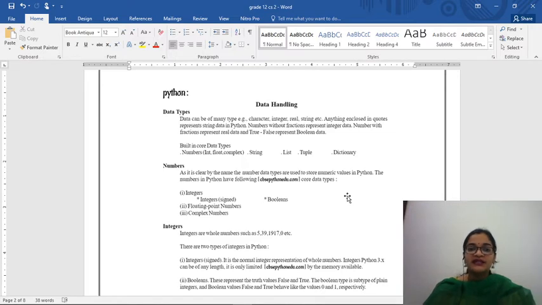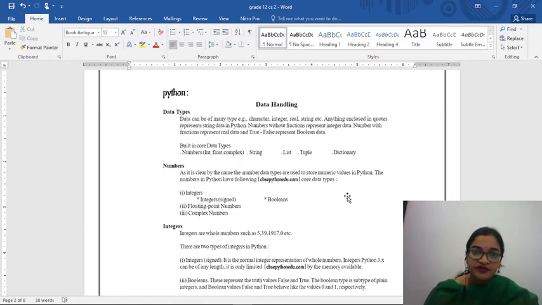Now what do you mean by data type? Main important point: data can be of many types, for example character, integer, real, string, etc. As we have already seen yesterday, different data types. In numeric we have seen integer, float, complex, right? Now today again we'll see elaborately what we mean by character, integer, real, string. What do you mean by character? Anything which is enclosed in quotations is a character or string. If there is a sequence of characters enclosed in quotations, it is called a string.